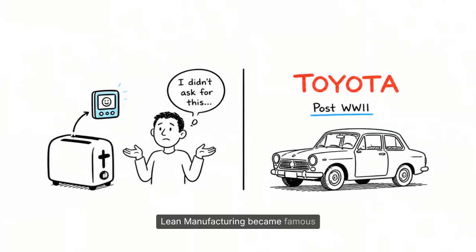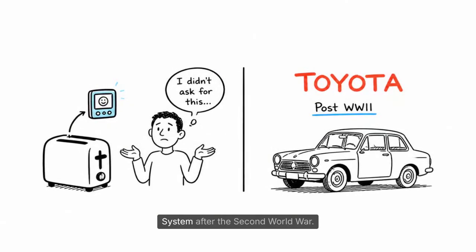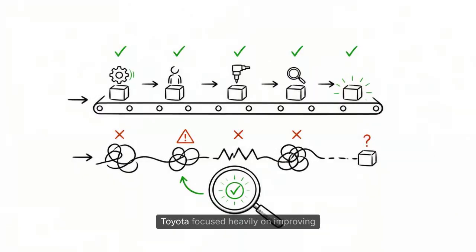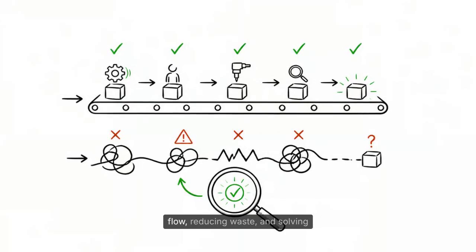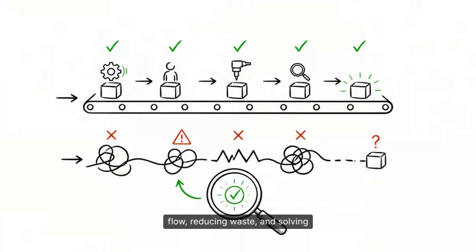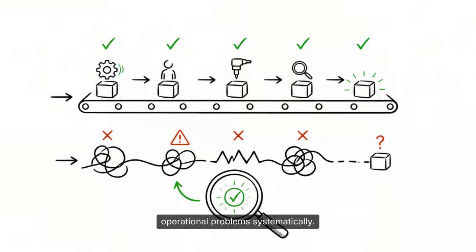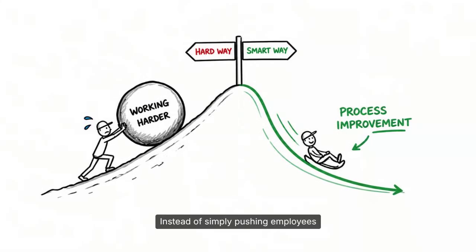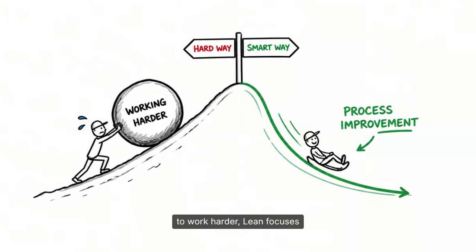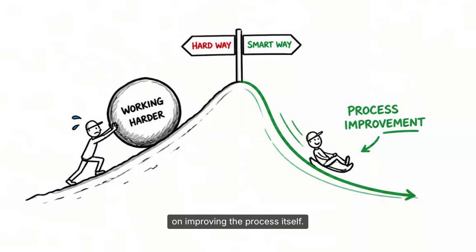Lean manufacturing became famous through the Toyota production system after the Second World War. Toyota focused heavily on improving flow, reducing waste, and solving operational problems systematically. Instead of simply pushing employees to work harder, Lean focuses on improving the process itself.